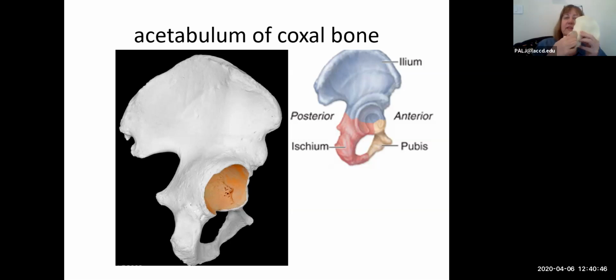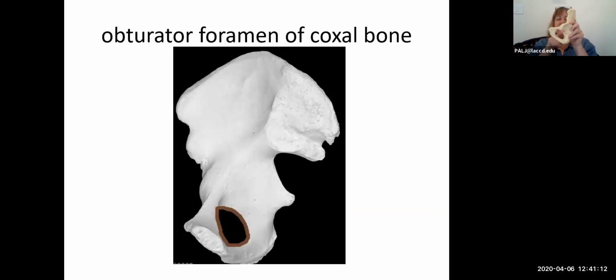Okay. So this is the acetabulum of the coxal bone. From the picture, you can see it is actually made from all three of the individual bones that fuse together to form the coxal bone. And the second landmark that has multiple bones is this hole. So what was the word for a hole in the bone? That's right. It was a foramen. Okay. And so this foramen is called the obturator foramen because there is an obturator nerve that is going to go through the obturator foramen.